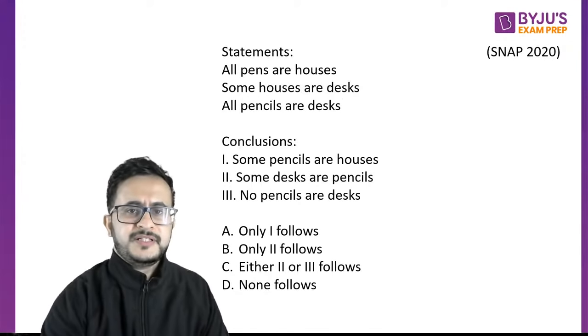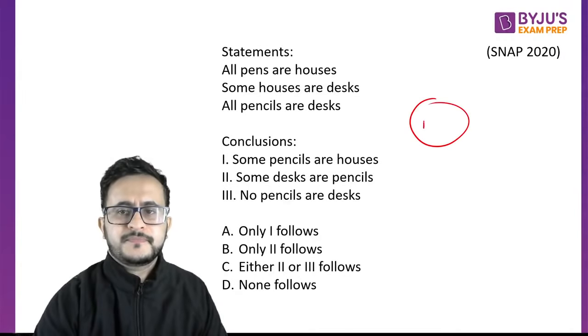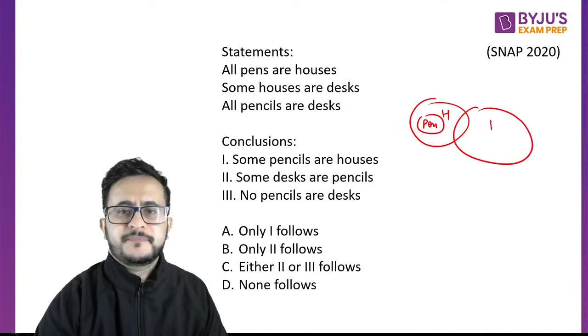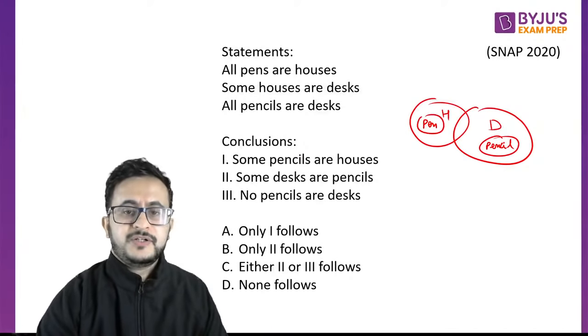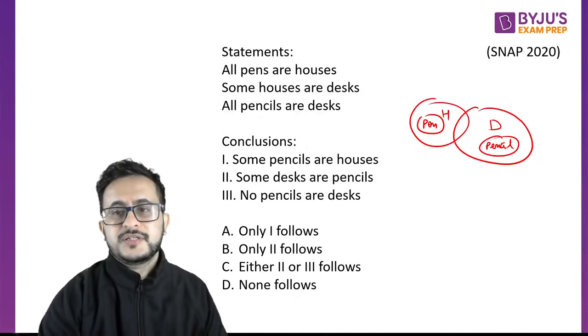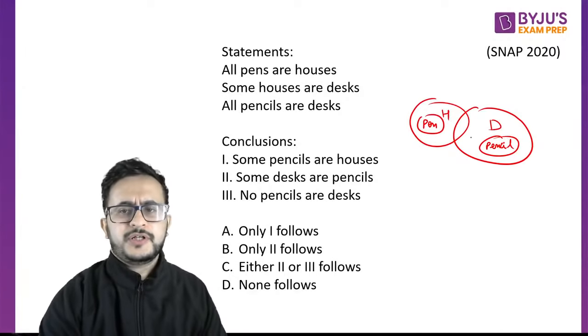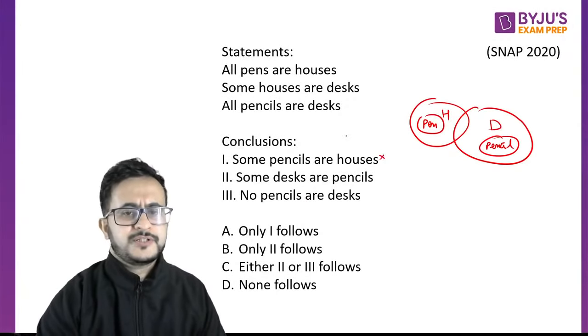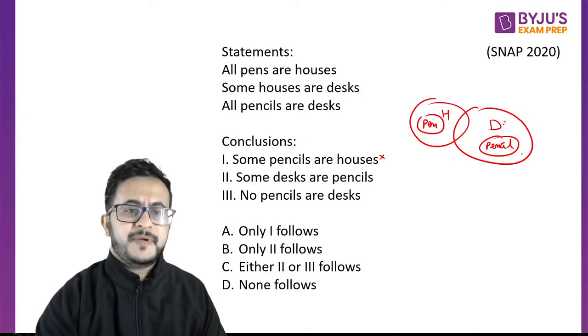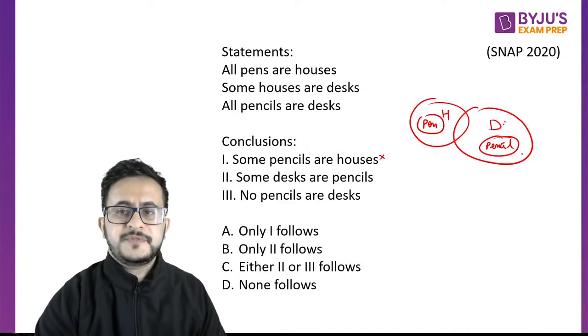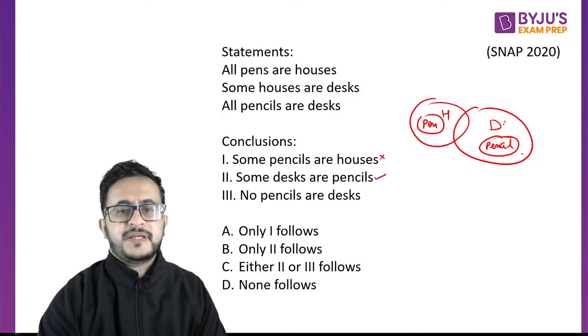Okay, so the statements given are: all pens are houses, some houses are desks, and all pencils are desks. So now this is the generic diagram. The first conclusion is some pencils are houses. We cannot conclude this from the statements, so we can say that is false. Some desks are pencils. Some desks will always be pencils because pencils is a subset of desks. So there will be some desks that will always be pencils.